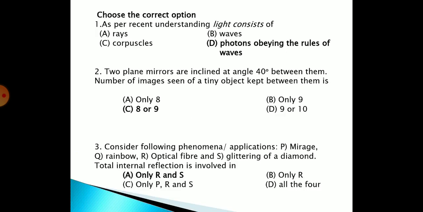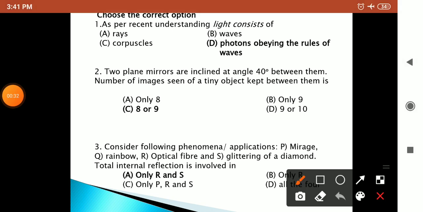First question: as per recent understanding, light consists of. Actually, light consists of energy particles known as photons. That particle will follow its own path, and that path looks like a wave. So we can say light consists of photons obeying the rules of waves.